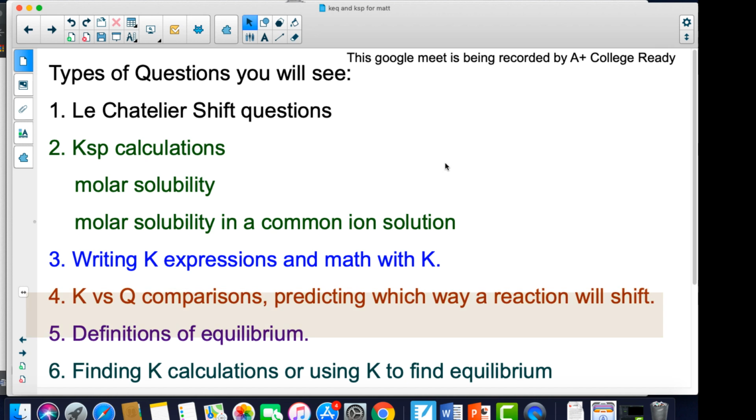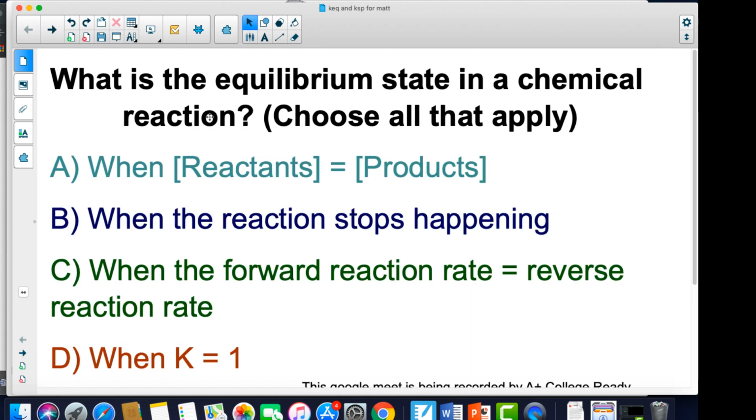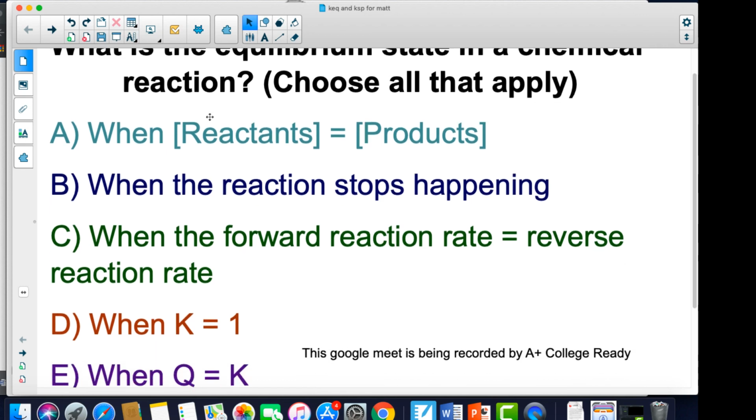The fifth type of question is, what exactly is equilibrium? Can you define what's true at equilibrium? A lot of people have an incorrect sense of what equilibrium is. And then lastly, can you find K given a bunch of numbers? Or can you use K to find out what the equilibrium concentrations are? So they'll either give you numbers to find K or give you K and ask you to find numbers. Those are the types of problems that you'll see. So look at this question and think, which one or ones of the answer choices apply to equilibrium?